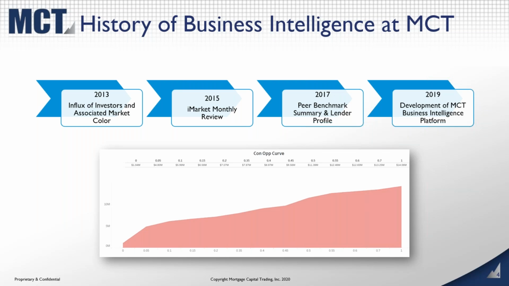We took that to the next level with the peer benchmark summary and the lender profile, which were released in 2017 as quarterly and annual reports, respectively. That peer benchmark summary really gave you a look for the first time into how your performance across a variety of metrics compared to a peer group based on volume and organization type, and to the MCT average as a whole. So you could really answer that question in a data-driven way. How does my performance compare to my peers? What am I missing out on? What opportunities are there for me to take advantage of with an adjustment to my secondary marketing strategy?